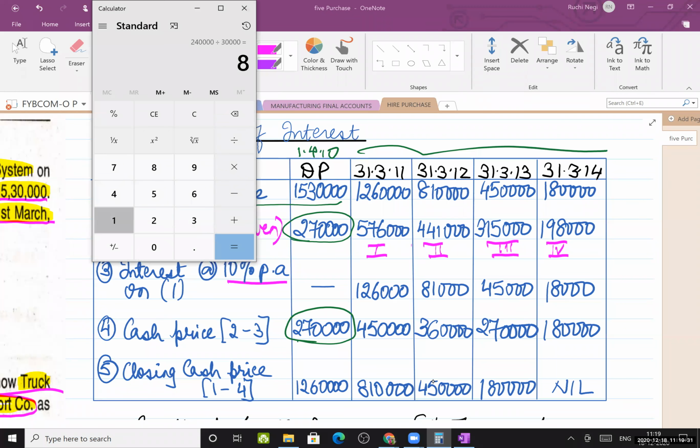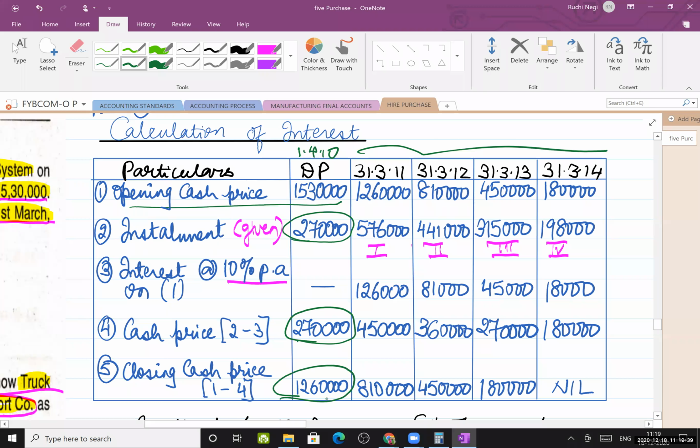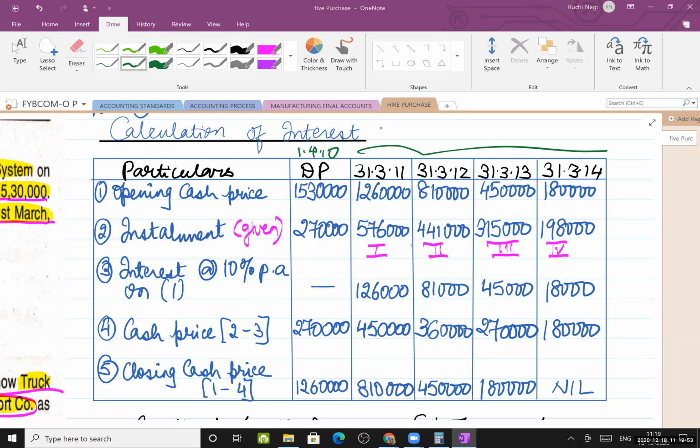So 15,30,000 में से I have already paid 2,70,000. So 12,60,000 is my outstanding. That is my closing cash price. Am I clear to everyone? समझ में आ रहा है? The concept is clear? Okay, great. ठीक है, तो this closing will become your opening. बराबर 12,60,000. Why? Because अभी इसी पे तो मैं इंटरेस्ट दूंगी on the unpaid amount.